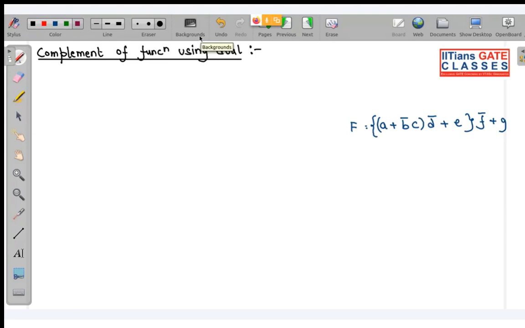Okay, so look very carefully. Suppose I have a function like this, and I want to find f complement. So what I can do is take a XOR b whole complement. We know that this will be a XOR b, or ab plus a complement b complement. Okay, we know this. Now suppose I want to calculate using dual.